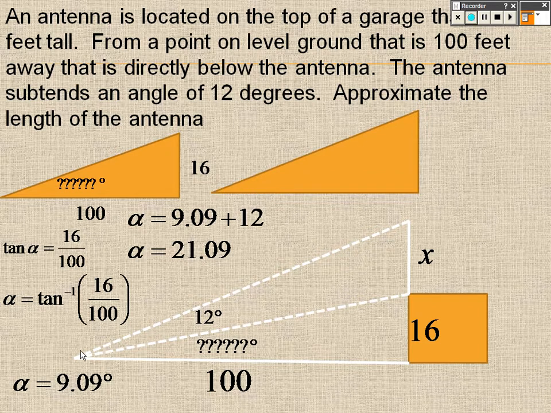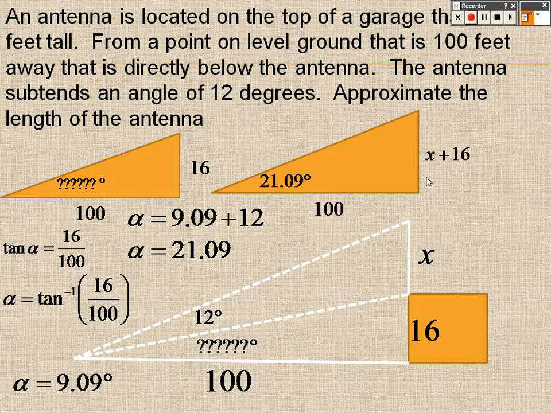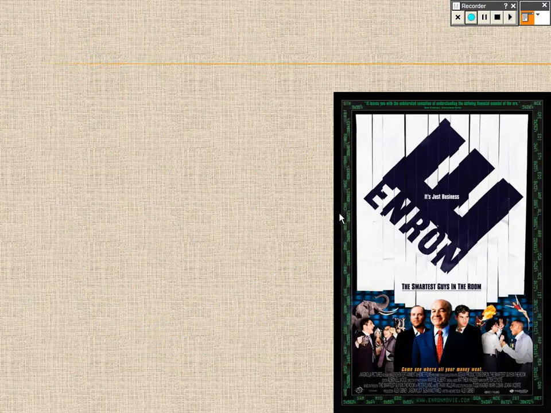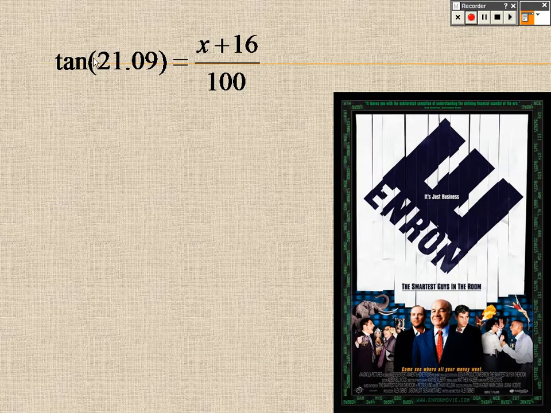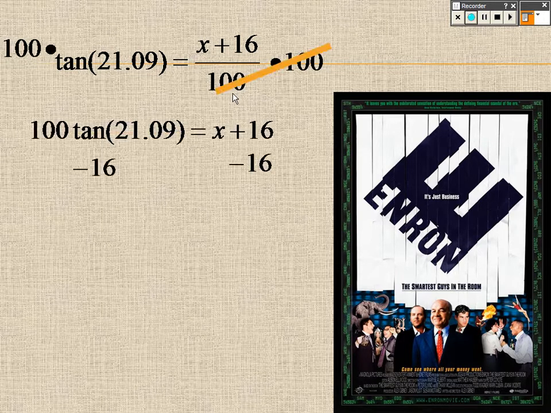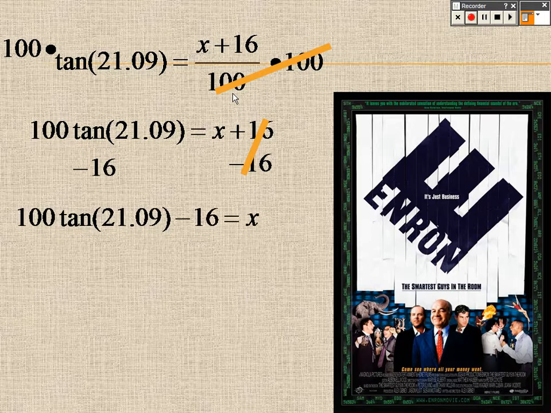So if I use this big triangle now to try to find out what x is, I know the angle, I know the bottom's still 100, and this is x plus 16 to make that whole side. So figure out what x is. I do the tangent, which is opposite over adjacent, which is why it's tangent of that number. That's the opposite side over the adjacent. Multiply by 100, and then I'd subtract 16 from my answer. So I get about 22.57 is how tall the antenna is.